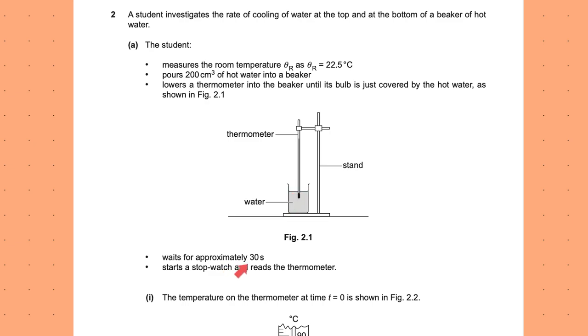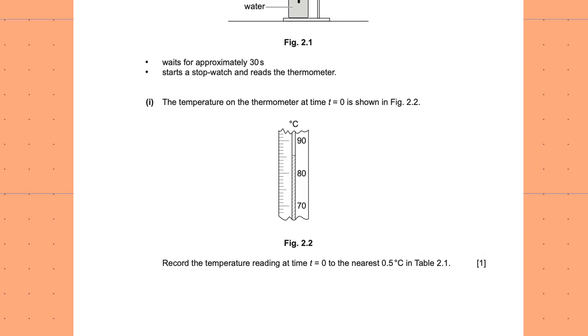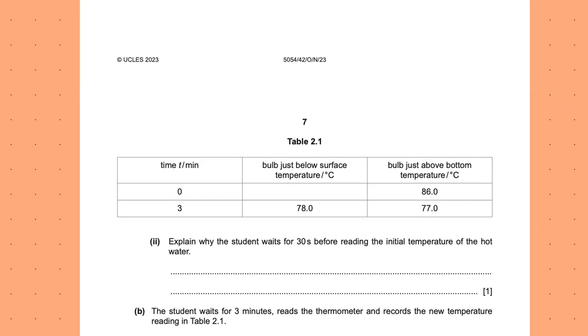So then he waits for approximately 30 seconds, starts a stopwatch and reads the thermometer. So the temperature on the thermometer is shown. Record the temperature reading at time t equals 0 to the nearest 0.5 degrees centigrade. So this is 85, and then this looks like 85.5, right? It's between 85 and 86. So this is 85.5 degrees Celsius.